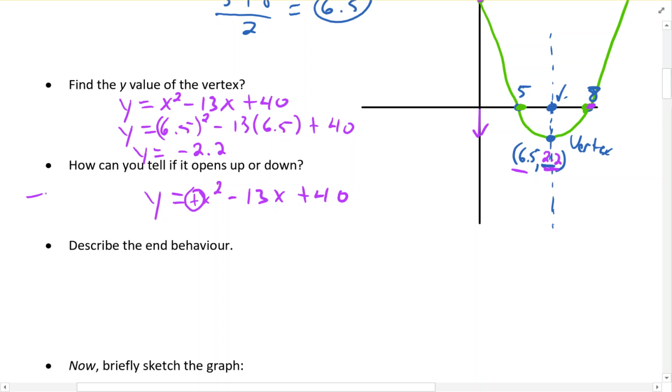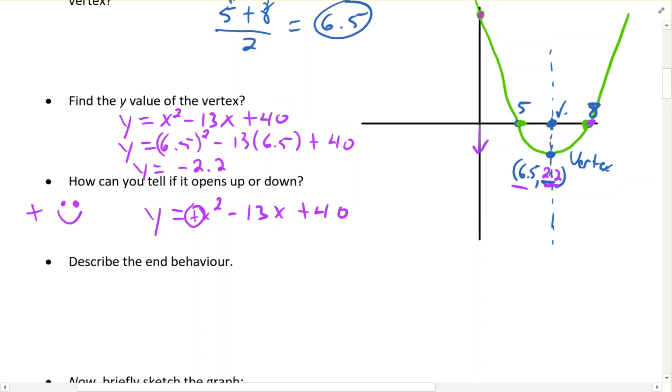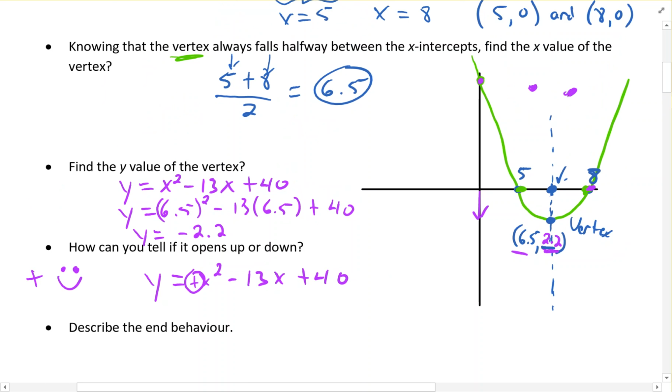So positive means it's like happy, right? You're positive, so it opens up, right? That's why this one looks like a happy face. If you drew eyes there, it's smiling, right?